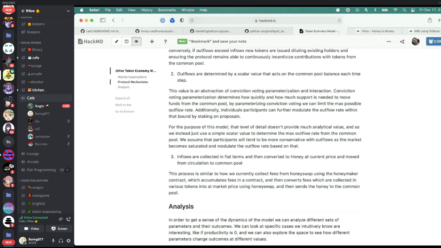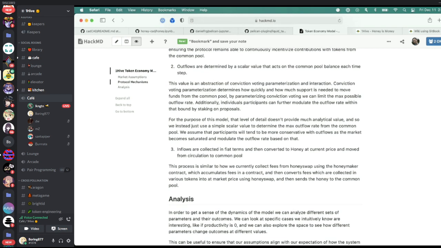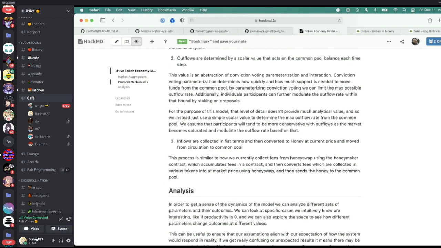And then we have these inflows collected as a result of market saturation that get converted into honey and move from the circulating supply into the common pool each period. And that's the main reason we needed price in the first place, to be able to do that conversion.